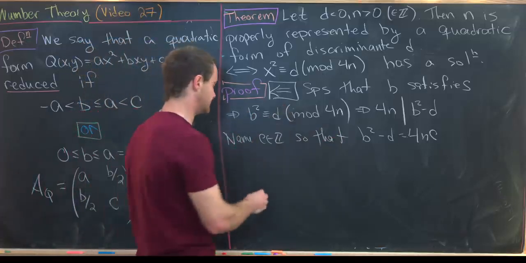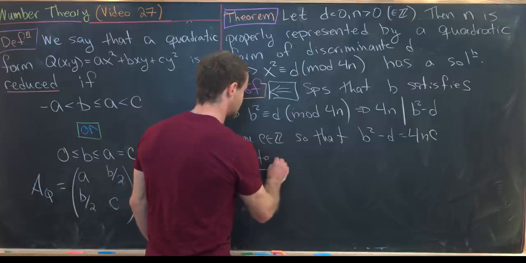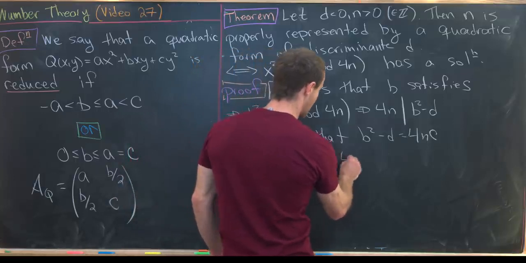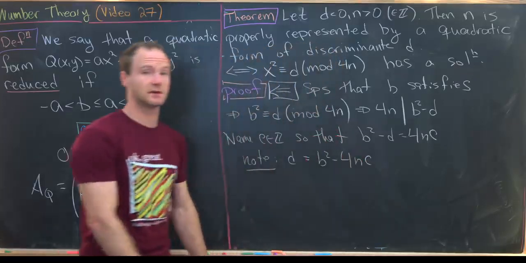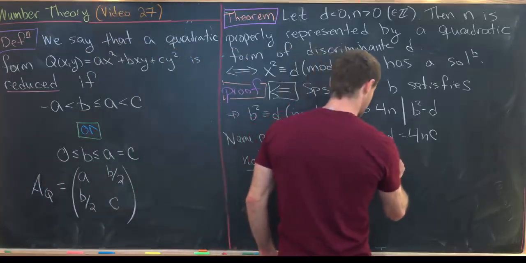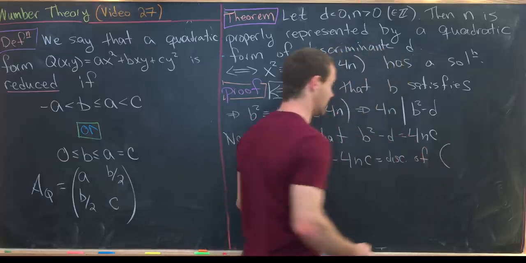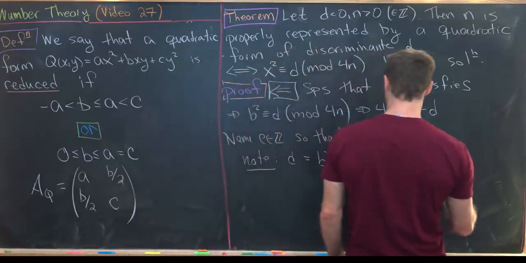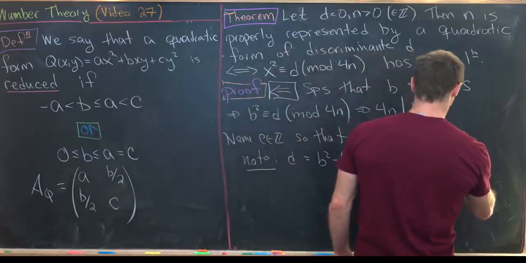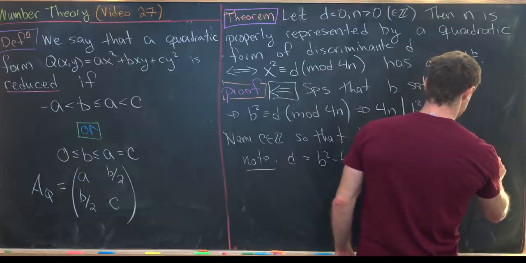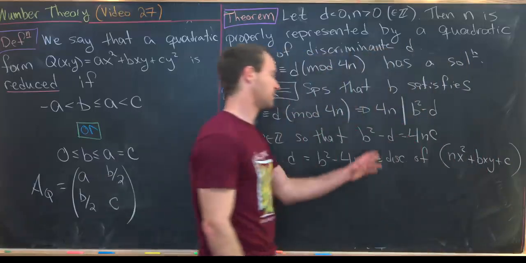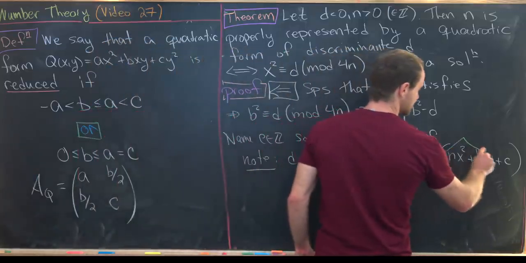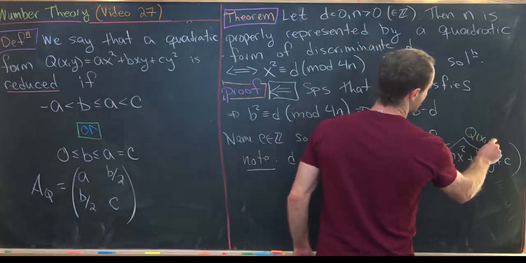We'll solve for d. So let's note that d is equal to b squared minus 4nc. Well, that's exactly the discriminant of the following quadratic form, which is pretty easy to write down. It is nx squared plus bxy plus cy squared. Discriminant of that guy right there. So let's go ahead and give that a name. We'll call it Q(x, y).